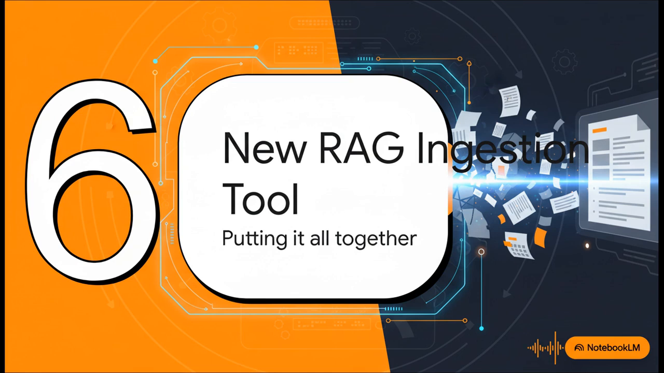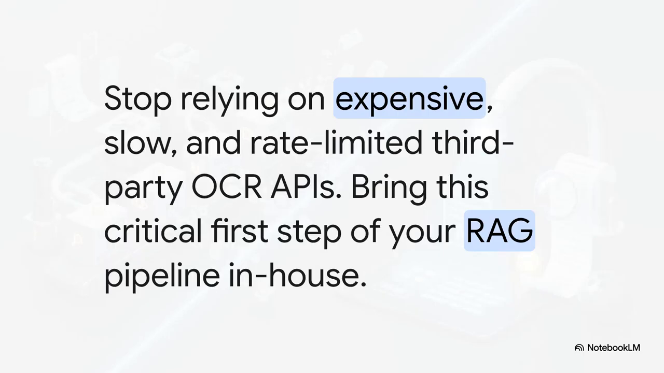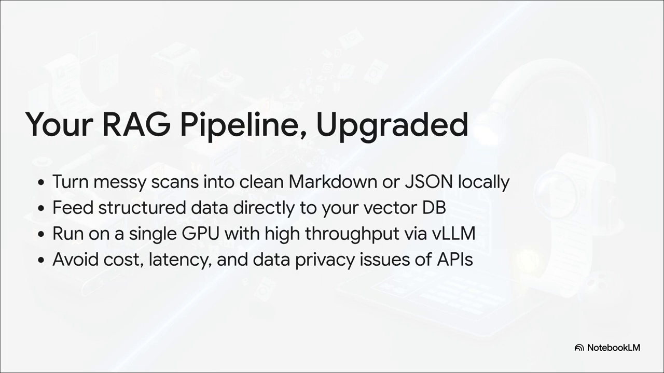So all of this brings us to the most important question. What does this mean for your work right now? And if you're building any kind of retrieval augmented generation, or RAG, system, listen up. The big takeaway here is really simple. You can finally stop paying for expensive, slow, rate-limited OCR APIs. You can take that critical first step of any RAG pipeline, getting your documents into a clean, usable format, and bring it completely in-house. This is, hands down, the ultimate RAG ingestion engine.